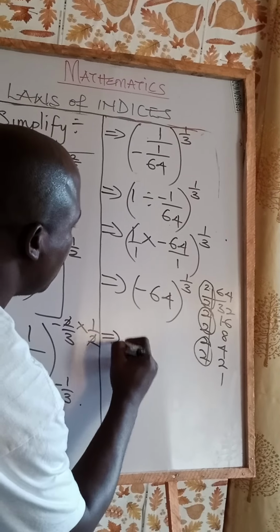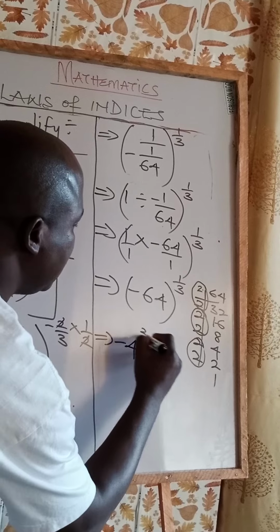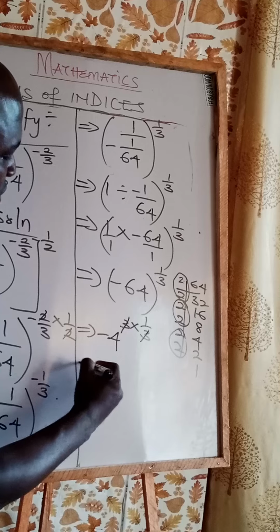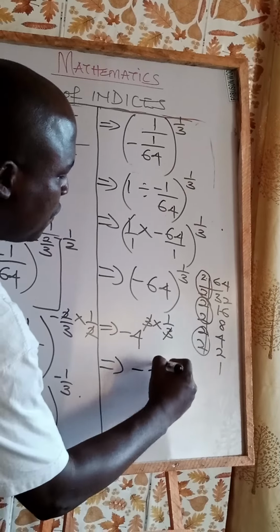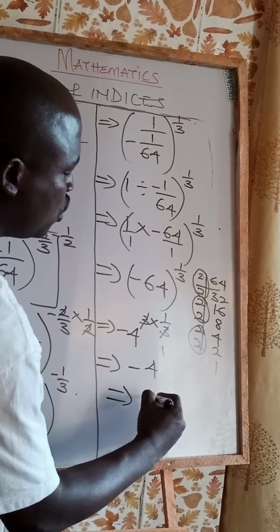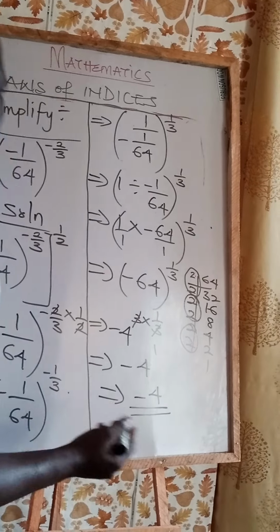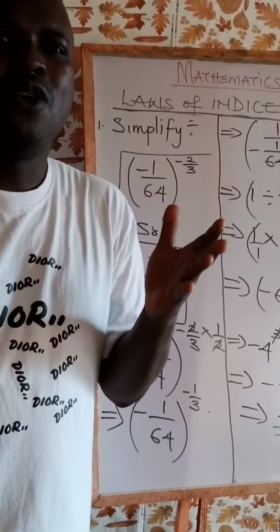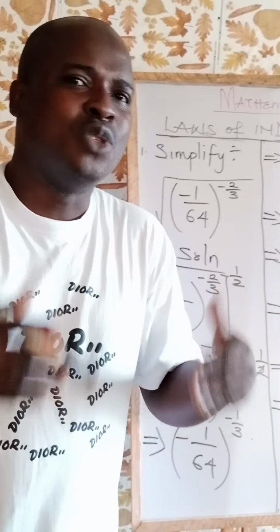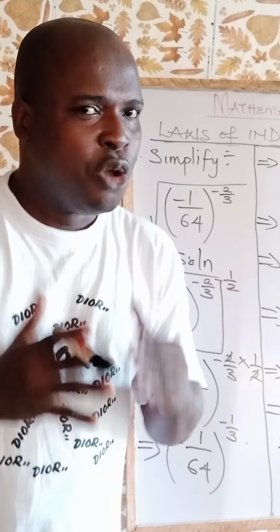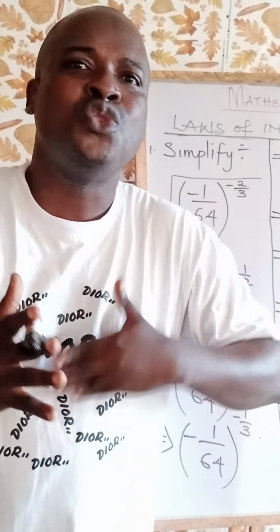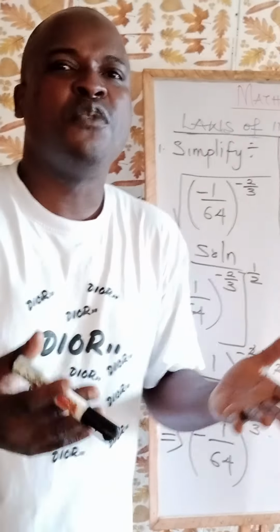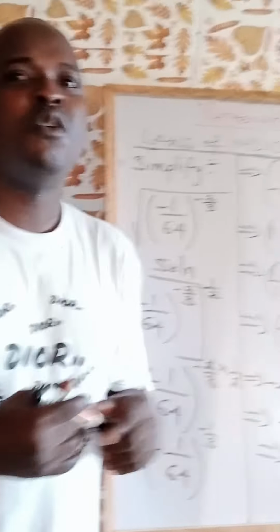That means we are going to have minus 4 raised to power 3 times 1 all over 3. So this we cancel and we are left with minus 4 raised to power 1, which is equal to minus 4. As you can see, application of the law of indices, solving questions on indices is very simple, provided you are already used to the laws, because these laws are what will guide you in solving most of the questions under the law of indices.